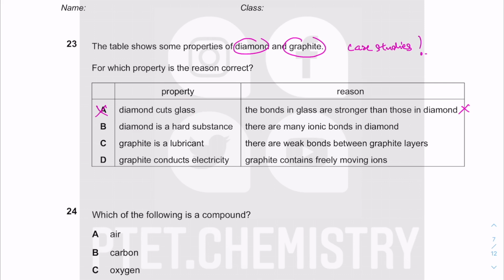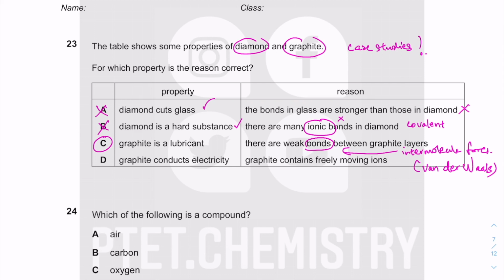This is a correct property. Diamond is a hard substance. There are many ionic bonds. Well, we are dealing with a giant molecular structure that has covalent bond within the network, not ionic bond. Graphite is a lubricant, so we are looking at breaking weak intermolecular forces, which this one, the name you probably need to know. This is called van der Waals forces between the layers. Okay, so that is the correct reason there.